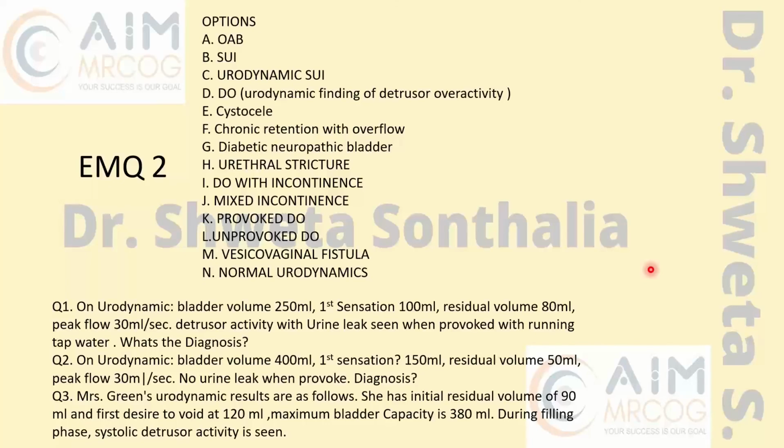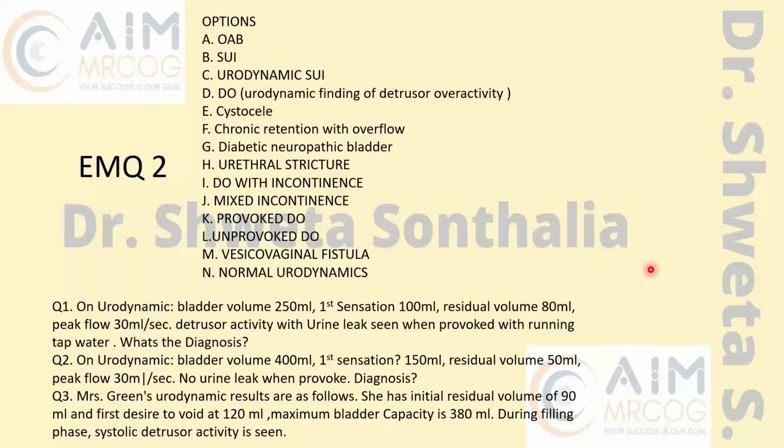So her residual volume is okay, 50 ml, so that's below 100. And first desire to void is 120, so that is a little less, 150 to 200 it should be. Maximum bladder capacity is also reduced, less than 400. So during the filling phase, systolic detrusor activity is seen. So detrusor overactivity. Very good.